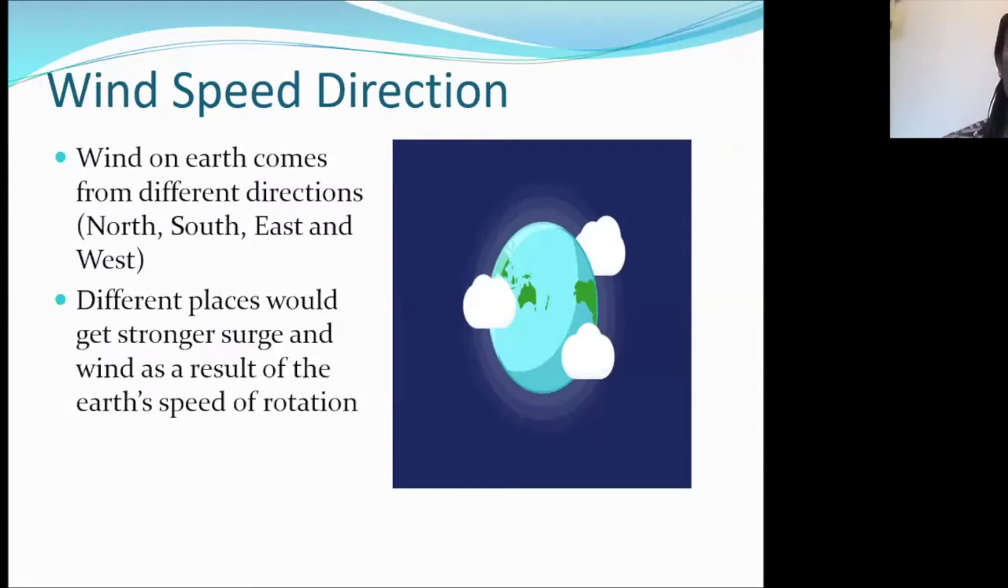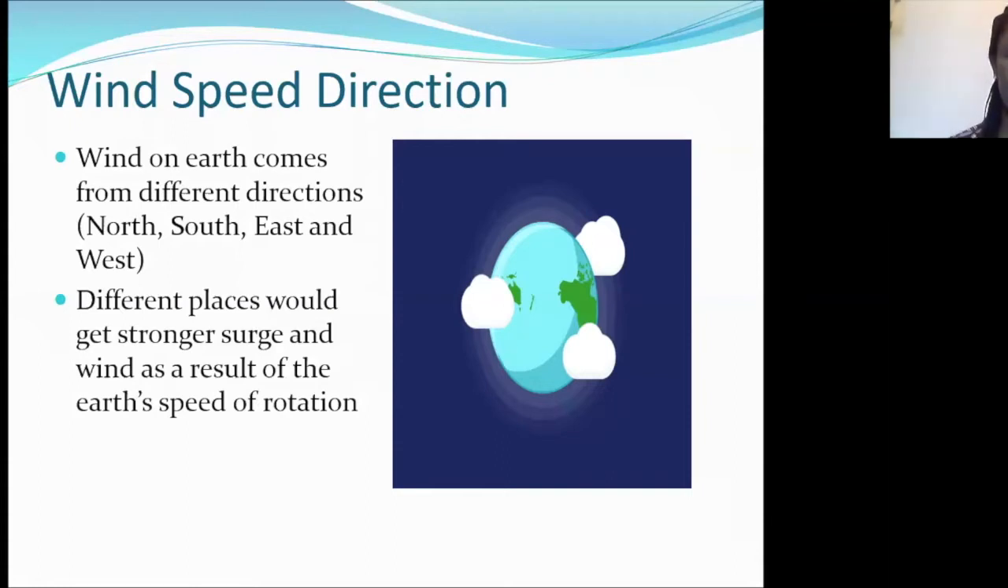Wind on Earth comes from different directions. North at the top, south at the bottom, east to your right, west to your left. Different places would get stronger surges of wind as a result of Earth's speed of rotation. So we'll go to the next slide now.